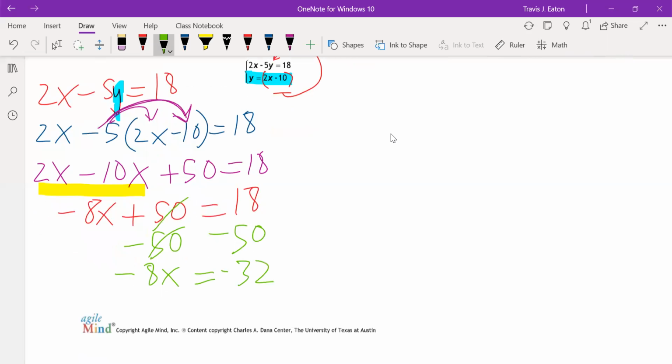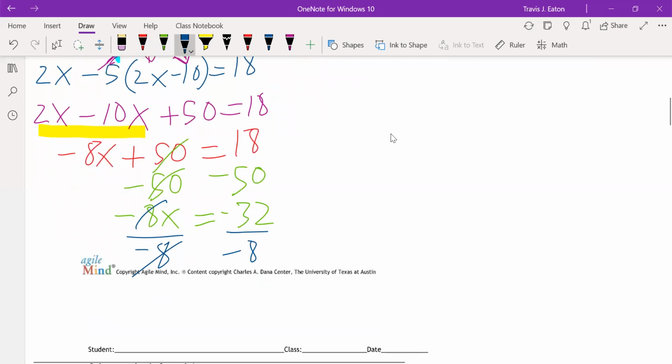All right. My next step would be to divide both sides by negative 8. All these algebra skills that you learned in previous lessons are coming in handy now. And so when we're all done, x ends up being negative 32 divided by negative 8, which is 4. So we have found what x is.